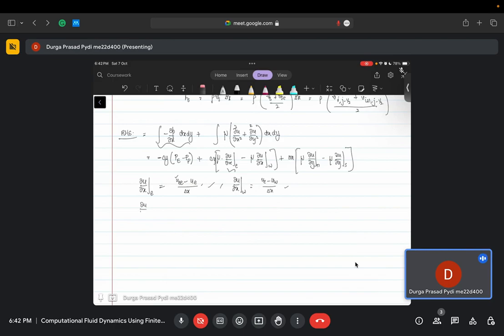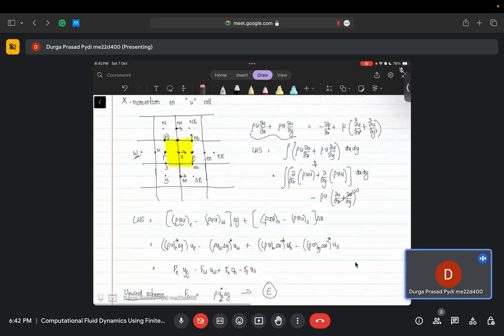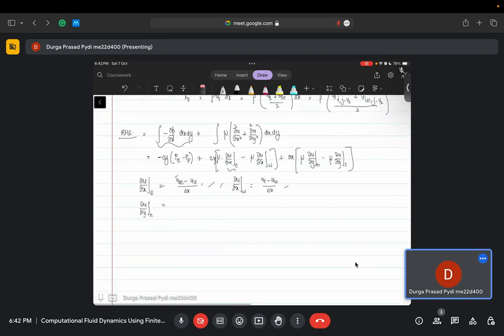What is the value of del u del y on the north face? So if you see, the north face centroid is this particular one. This is my north face centroid. So when I am trying to calculate the u value there, again it is midway between the northeast and the east face. So I will just write it as u northeast minus u east. Instead of delta x, it will be delta y. Similarly on the south face, it will be u little e minus u southeast by delta y.